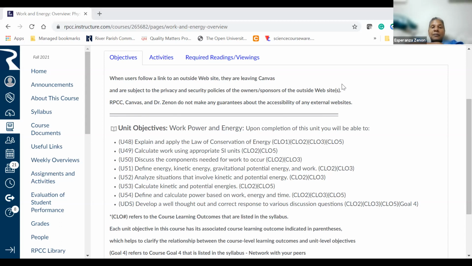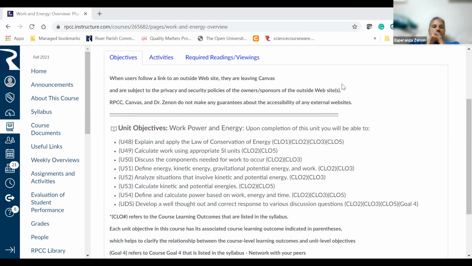We'll look at some different types of energy: kinetic energy, potential energy, and we'll look at how they're connected to work. And we'll look at some situations where energy is being exchanged. We'll look at how you calculate kinetic and potential energies. Of course, that means we've got to look at some formulas if we're going to do some calculating. And then we'll look at power and what's the connection between power and work and energy.